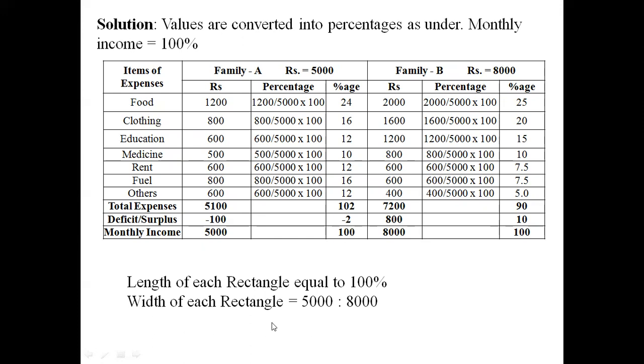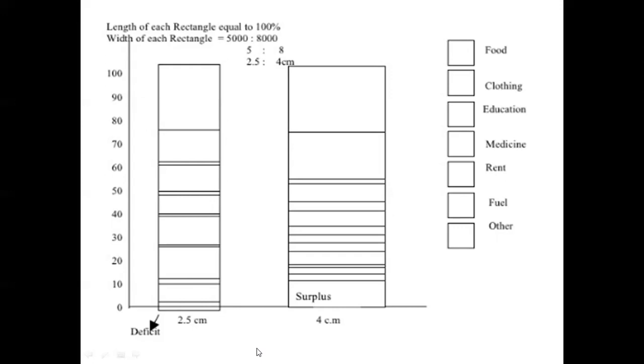Whatever the negative value we are going to get, that should be shown below this baseline. Below this baseline, we should show it below the baseline.